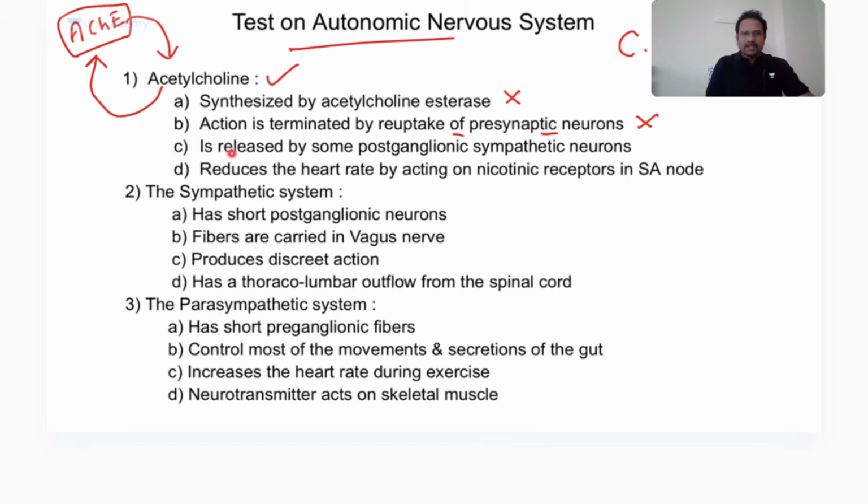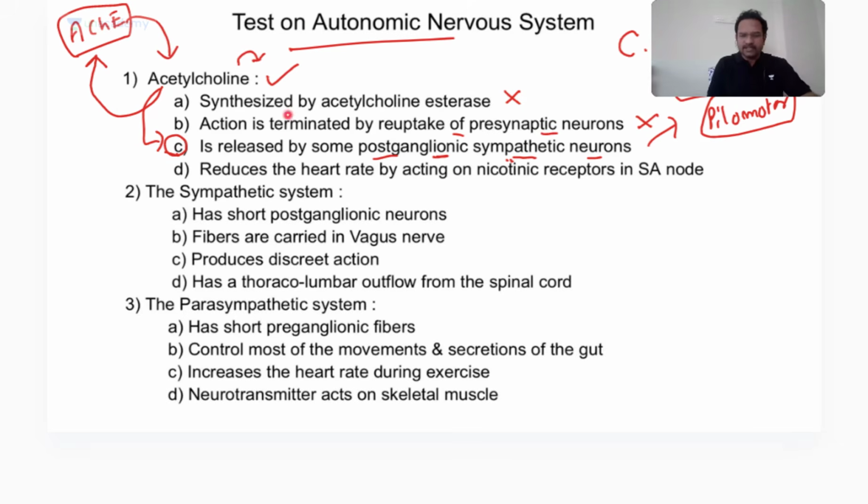No. Next one: acetylcholine is released by some postganglionic sympathetic neurons. Now understand this one. There are certain neurons, like the neurons which go to sweat glands and pilomotor muscles. For these two, the innervation is by sympathetic neurons, but at the postganglionic neurons, the neurotransmitter released is acetylcholine. So this is the only different one. This is the answer related to acetylcholine.